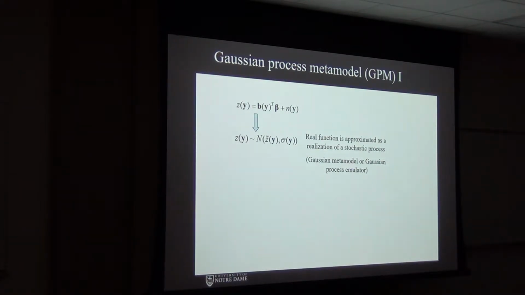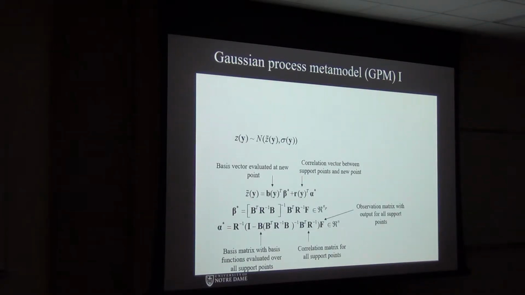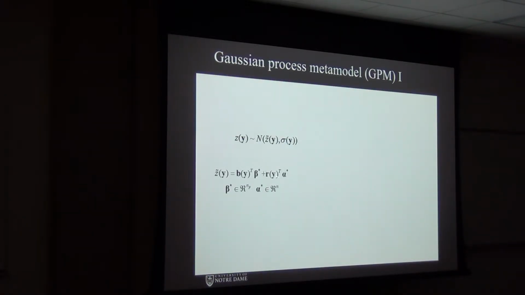I'm going to use the term GPM a lot from now on. Pretty much, they approximate the real function as a realization of a stochastic process. So in other words, you do not specify a single model, but a family of models that have some mean and some variance. You can go through the mathematical derivations and calculate what the mean is. Maybe the details are not important. What I would like to focus on is that your predictions are straightforward matrix manipulations.